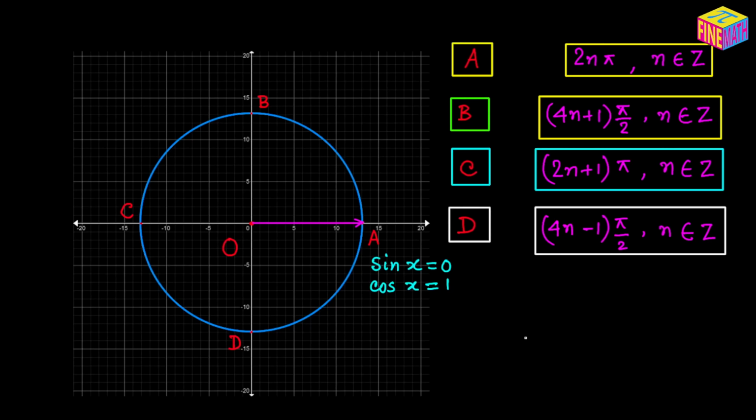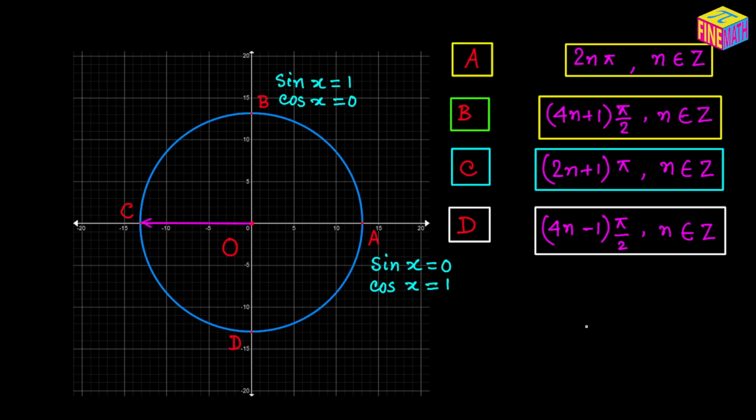Now let's talk about the position B. Well, the coordinates of B are actually 0, 1. So the sine function of that angle would be 1 and the cosine function would be 0. Here again we are assuming that the ray is making an angle of x radian with the positive direction of x-axis, and with that assumption sine of x would be equal to 1 and cosine of x would be equal to 0.